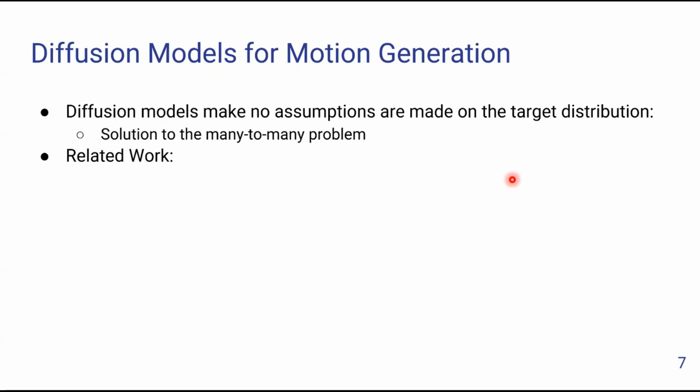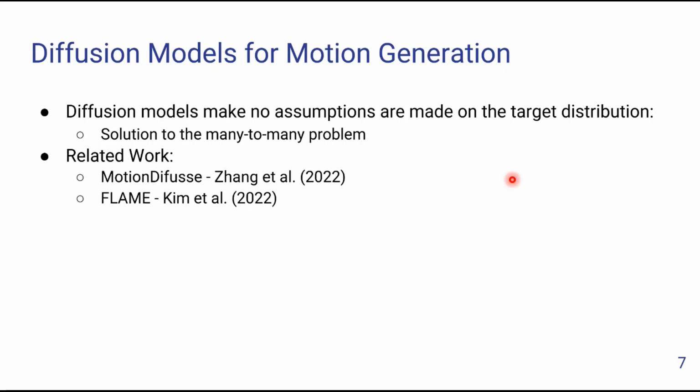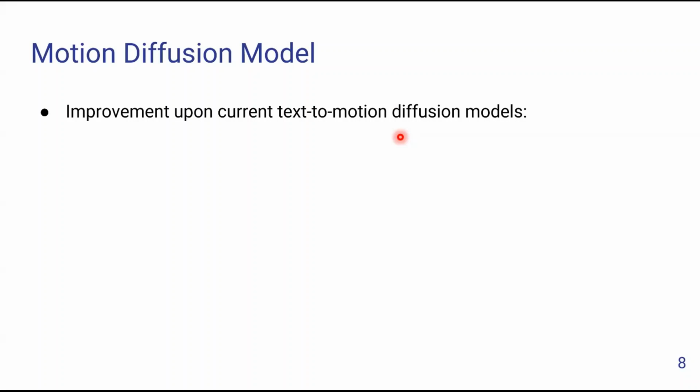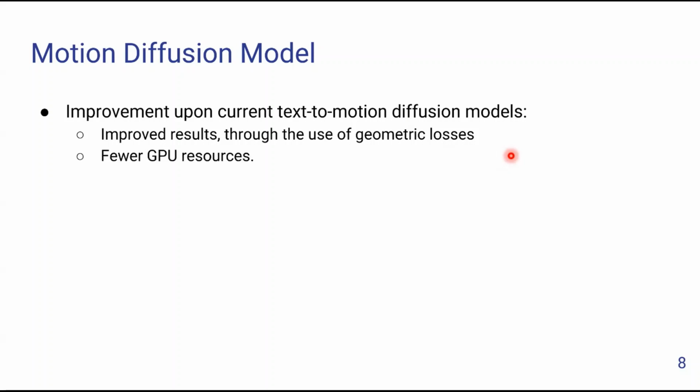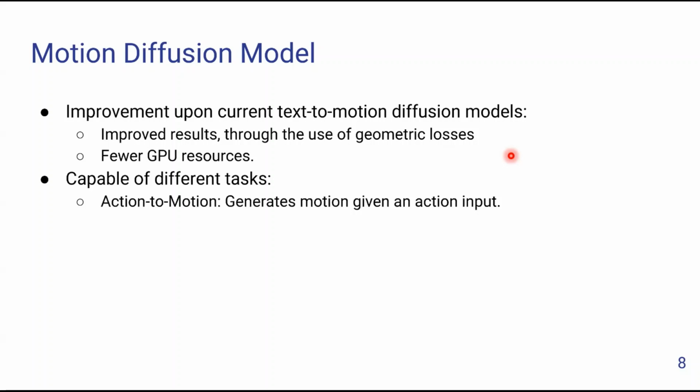Now, this isn't exactly unexplored territory. There have already been 2 proposed diffusion models for text-to-motion generations, Motion Diffuse and Flame. But what this paper proposes is that compared to the 2 mentioned models, their motion diffusion model can perform text-to-motion generation with higher quality through the use of geometric losses. And consequently, one of these losses actually explicitly addresses the feet shifting problem, which we described earlier, all the while using less GPU resources.